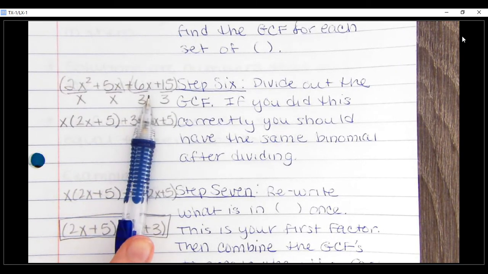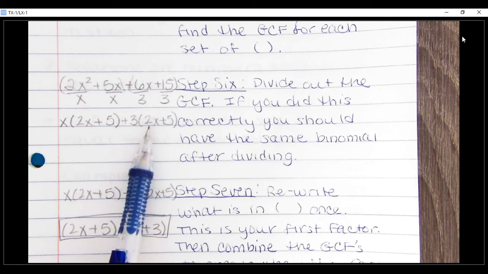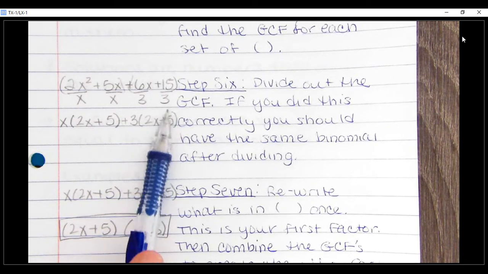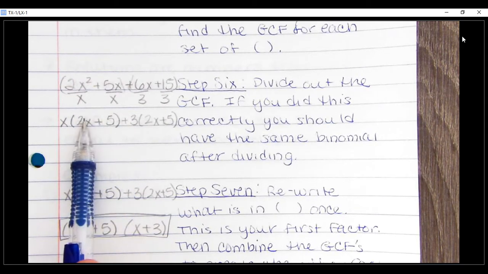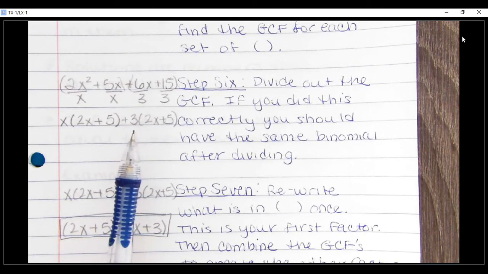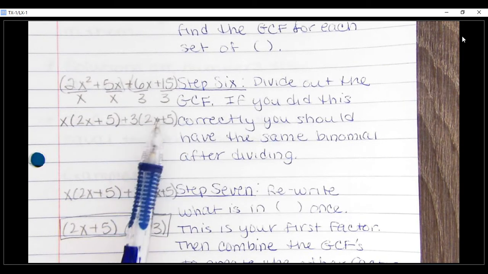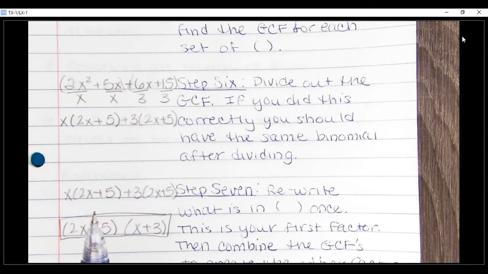Now I looked at my second set, 6x plus 15. I divided both of them by 3 to get 2x plus 5. Notice how what's in parentheses in the second part is the same as the first part. You should always, always, always get that. If you didn't, then you did something wrong. And then, of course, I took my greatest common factor and I put it in front of the parentheses.